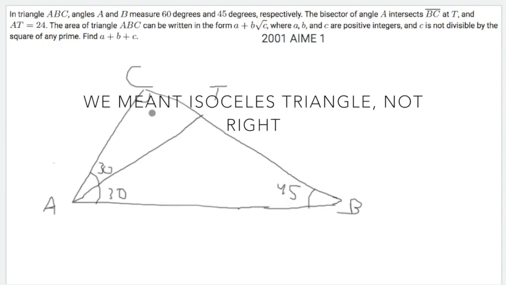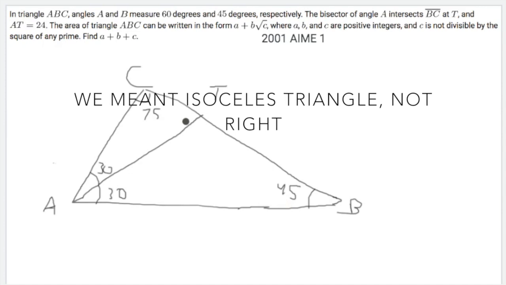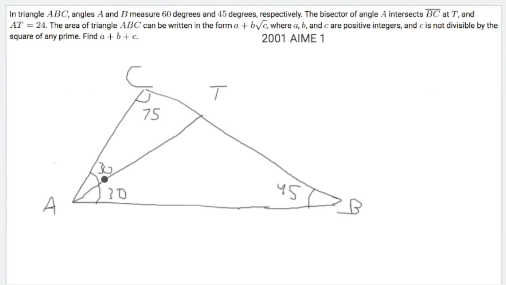Through this, we know ACT is a right triangle, and one of the angles is 30, one is 75. You add those, subtract it from 180, you find this CTA is also 75. Oh, it's an isosceles triangle, and that means two of the sides are equal, and we know AT is 24. This means AC is 24, and it's one of the important parts of the problem that we found out.